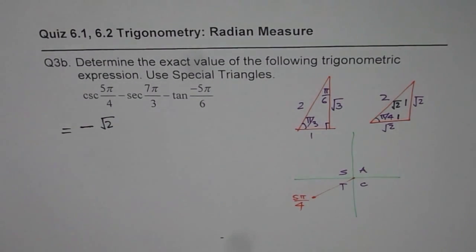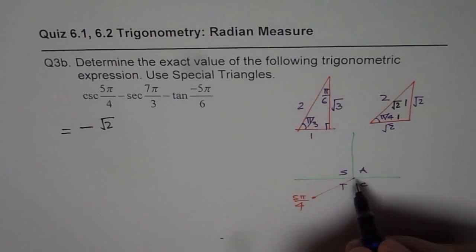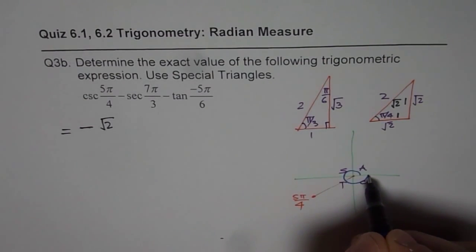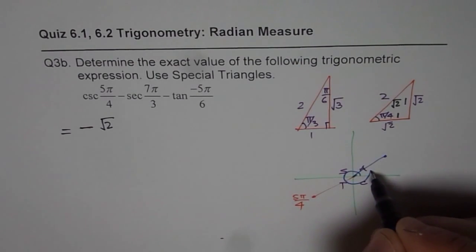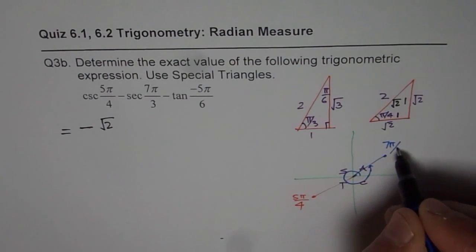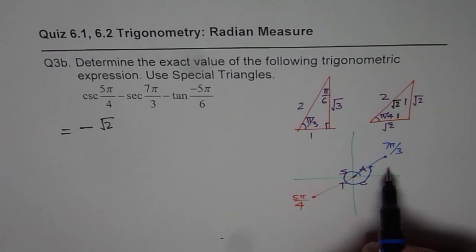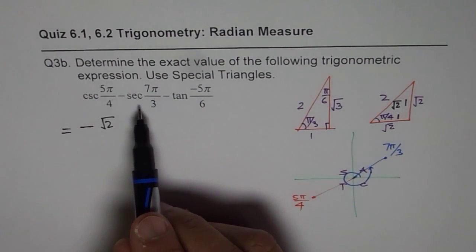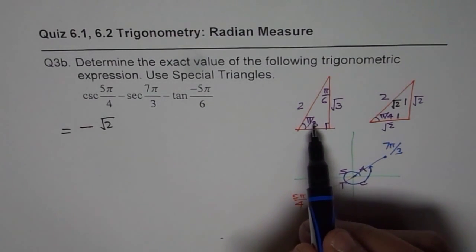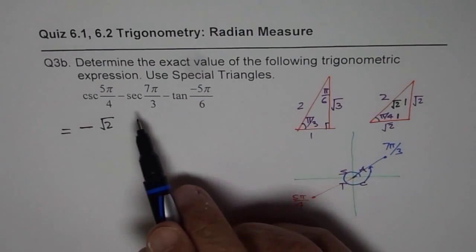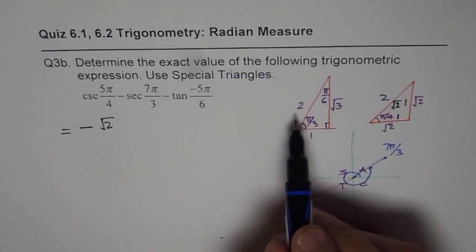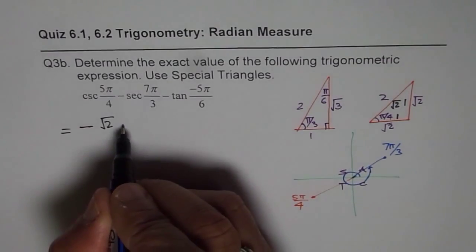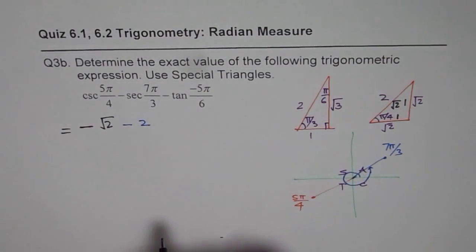So let me write negative clearly with equal to sign. Now the next one is secant. Now for secant, 7 pi by 3. 7 pi by 3 means 3 and 3, 6. So you are here, correct? So you're kind of here in this position, which is 7 pi by 3. Since you are in quadrant 1, all are positive. For secant pi by 3, let's look into this triangle. Now here it will be, secant is reciprocal of cosine, right? So it will be 2 over 1. So we'll write minus 2 over 1 or just 2.